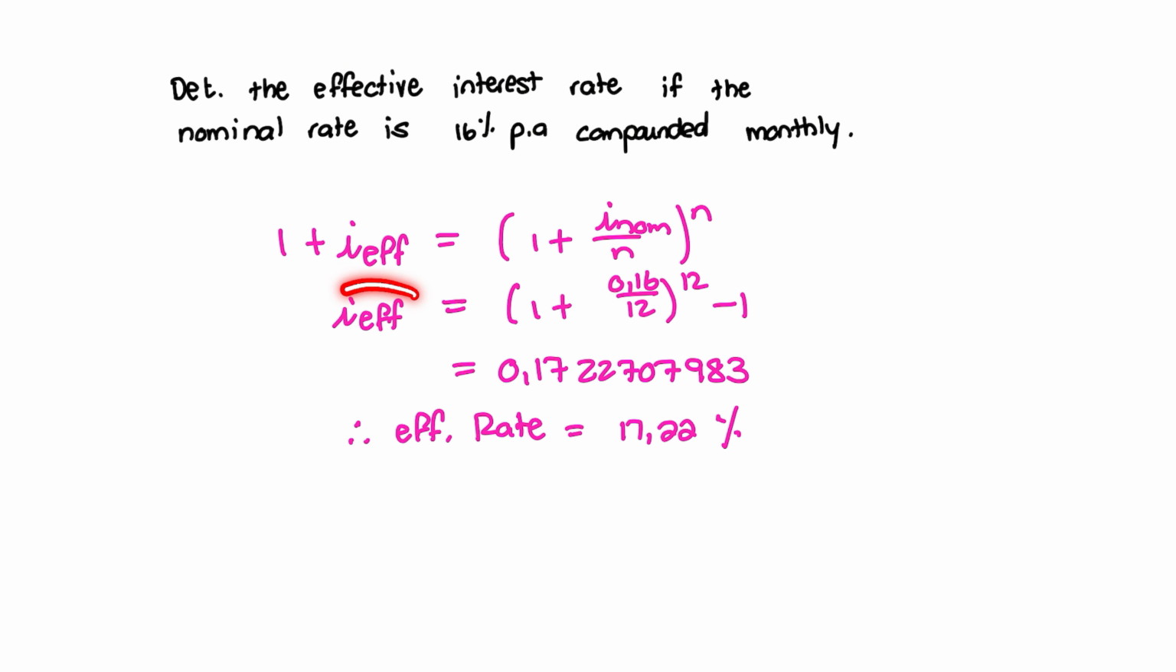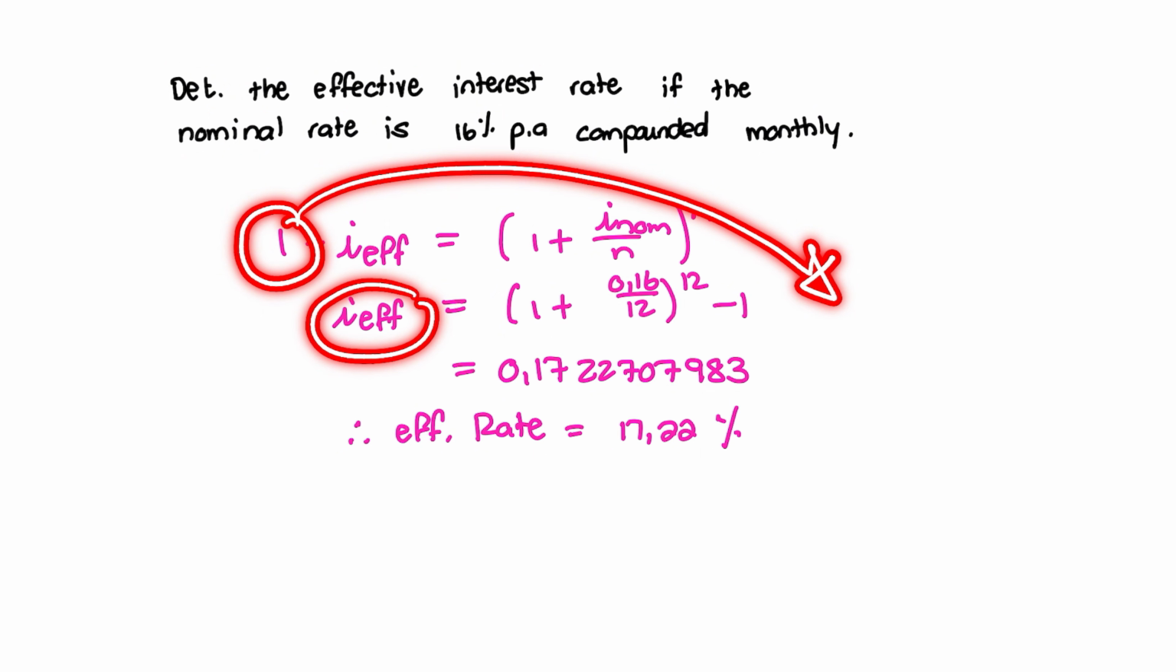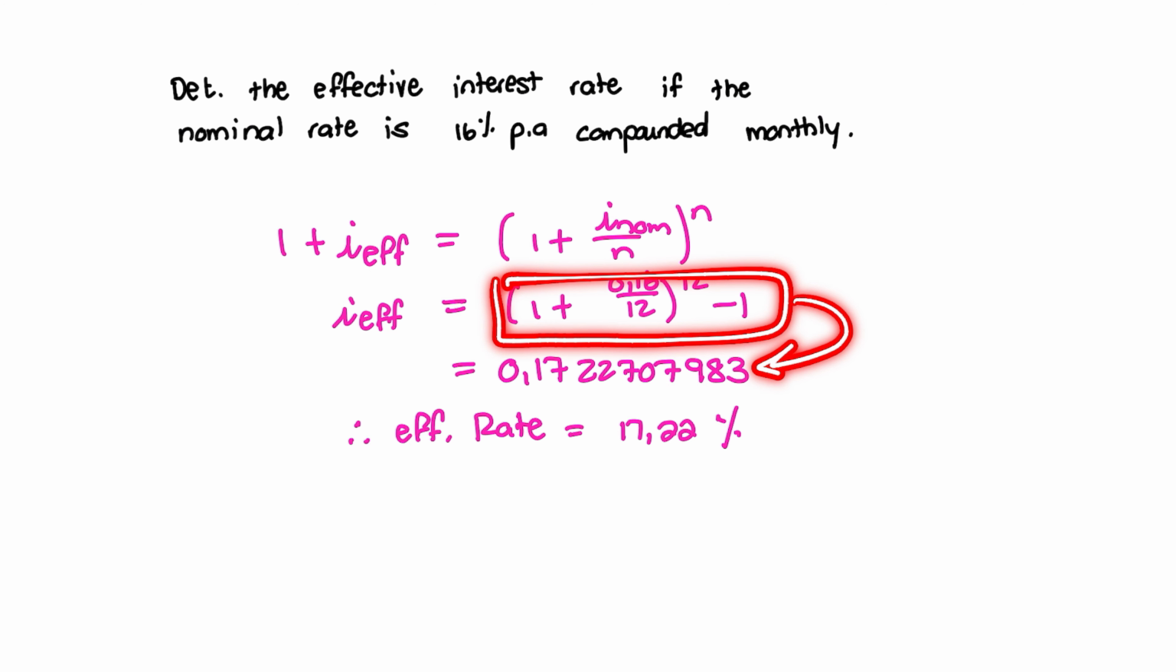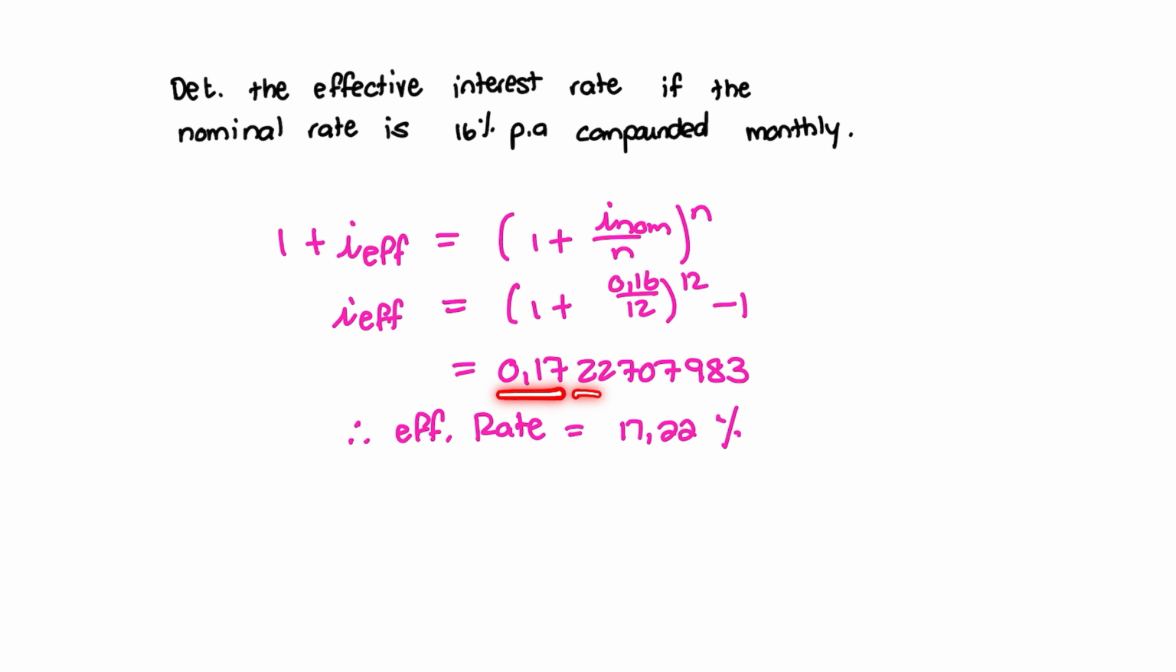And what I'm doing in my second step is I'm moving this plus 1 to the right-hand side to become negative 1. And once I have this all set up, I use my calculator and it simplifies to 0.1722 and so on. But this now is the effective interest rate as a decimal.